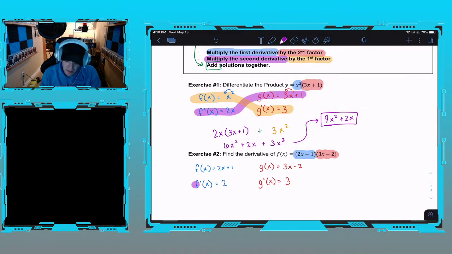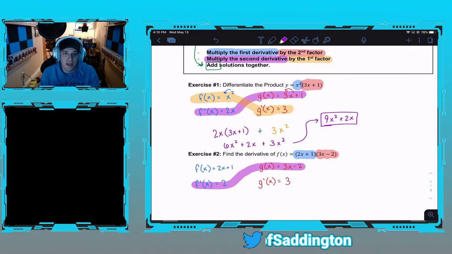So we're taking the first derivative and we're multiplying it by the second factor. And my iPad only wants to freeze when I'm teaching Math 12. It's so annoying.